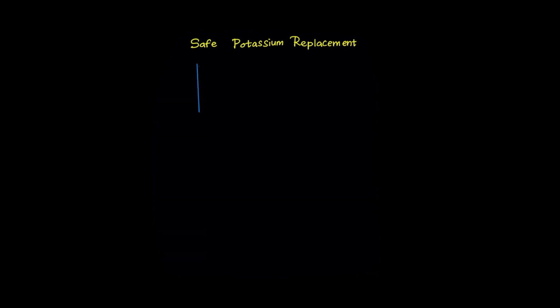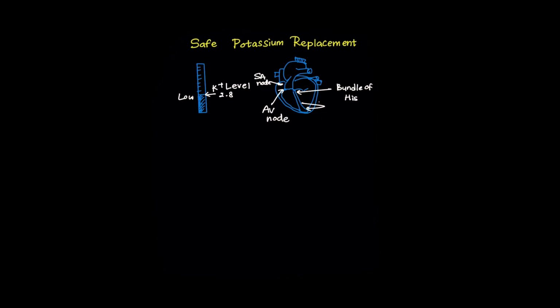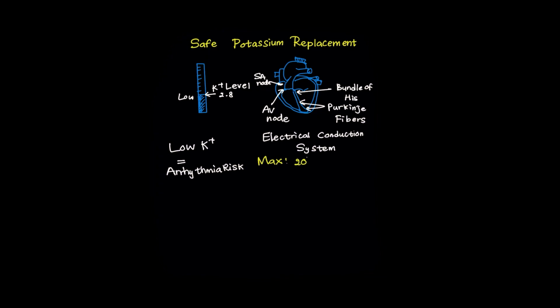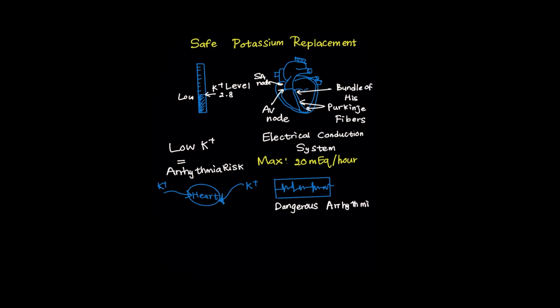Potassium replacement requires strict rate limits to prevent cardiac arrhythmias. With potassium at 2.8, the patient needs replacement to prevent dangerous arrhythmias, but the infusion must be carefully controlled. The maximum safe rate is 10 to 20 milliequivalents per hour because potassium directly affects cardiac electrical conduction. Infusing faster causes localized hyperkalemia at the heart, triggering ventricular arrhythmias or cardiac arrest even though total body potassium is low.